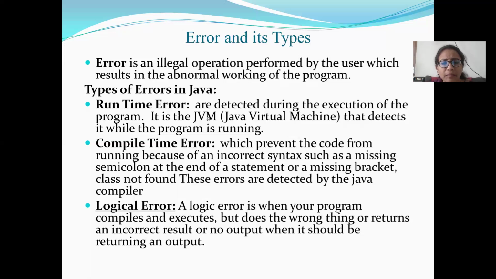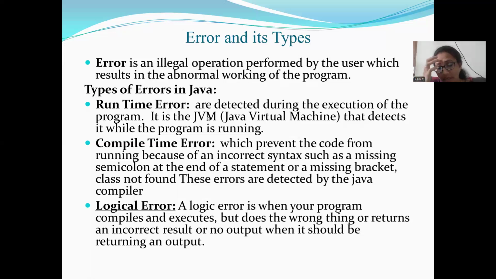A compile time error is when the user makes a mistake, such as incorrect syntax, a missing semicolon in a statement, missing brackets, or a class that is not found in the program. That type of error will be handled by the compiler. These types of errors are detected by the Java compiler, so we call them compile time errors.